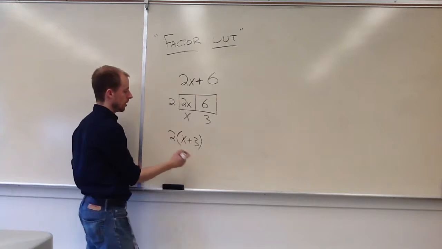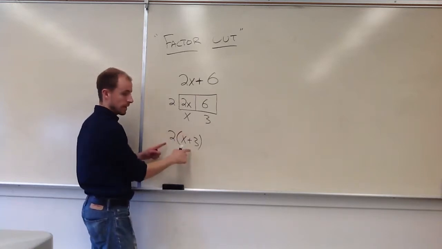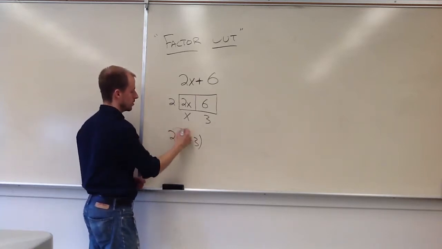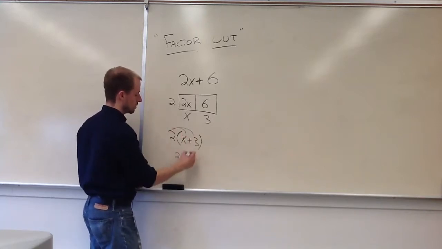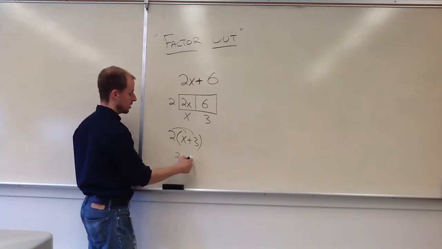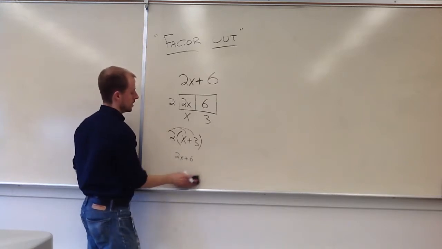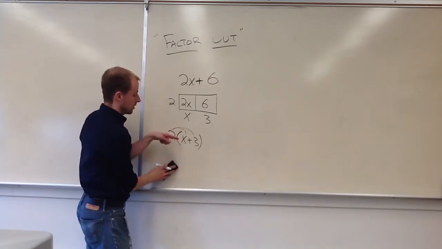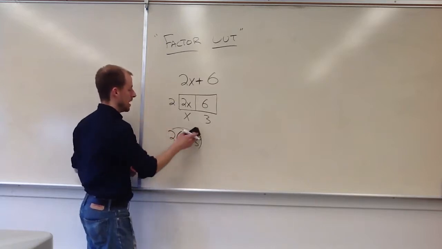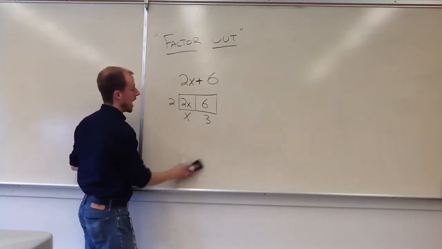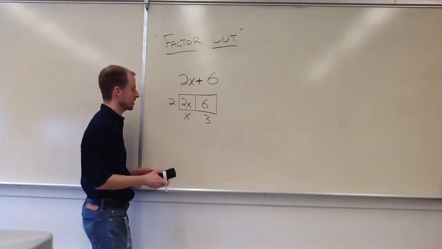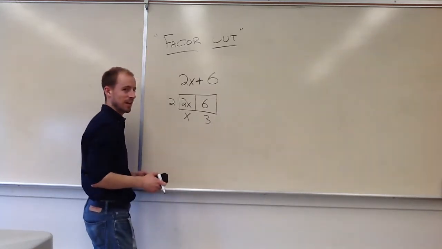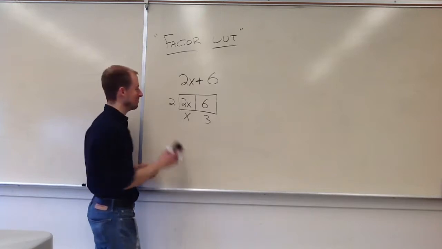And I can check my work. What happens if I distribute this? This is my answer, but if I were to check 2 times x, and then 2 times 3. So 2 times x would be 2x. 2 times 3 would be 6. So I know this is the same. All right? You're used to doing this. Now we're undoing that. Okay? You don't have to do a box every time. If you like the box, use the box. If you like to think outside of the box, you're more than welcome.